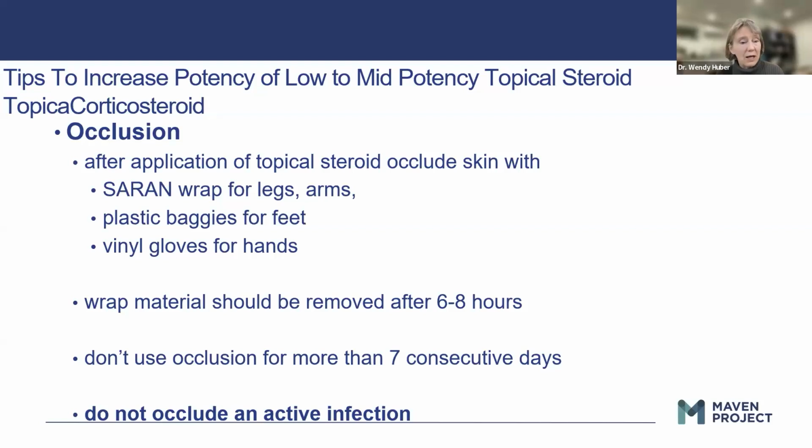Occlusion can be done with plastic, essentially Saran wrap, plastic baggies for feet, vinyl gloves for hands. You apply the topical corticosteroid, then you occlude it. That wrap material is left on for 6 to 8 hours. I was told to never do occlusion for more than 7 days because you're really bumping up the potency of the product. You do get sweating underneath it. I think people were worried that you might start to get an infection if things are wet and moist, if people are sweating in the wrap. And then the other thing is you are maybe increasing the risk of some atrophy if you go longer than that period of time. Next slide.